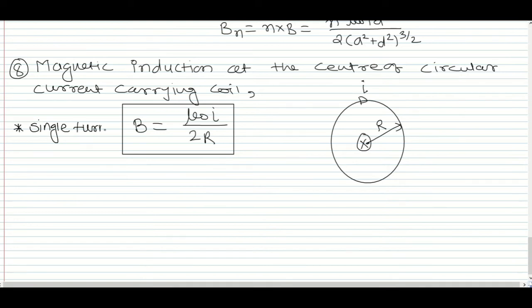So if there are n turns, what will happen? Tell me. For n turns, what will it become? B for n turns will be n times the B for a singleton. So it will be n times mu naught I divided by 2R. Did you understand?